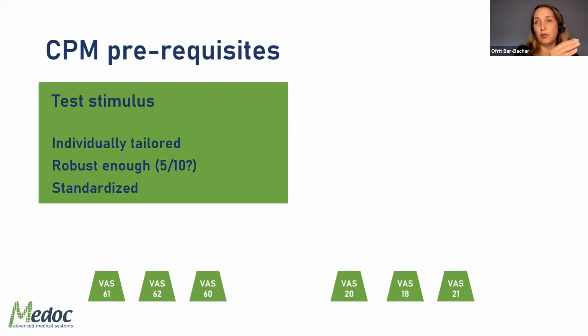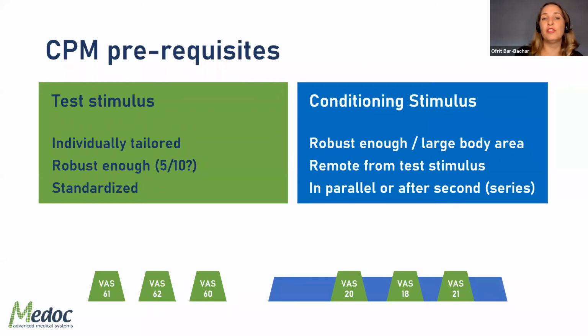So we give the test stimulus once or in one batch, and then we have another batch that is either in parallel or after the conditioning stimulus. And here's the conditioning stimulus. We want the conditioning stimulus also to be robust enough or at a large body area. I see that most labs use 3 out of 10 VAS ratings or 2 out of 10 VAS ratings. We want it to be remote from the test stimulus, for instance, the contralateral hand or the contralateral leg. And we either want it to be in parallel, like you see over here in the picture, or actually before the second series of stimuli.